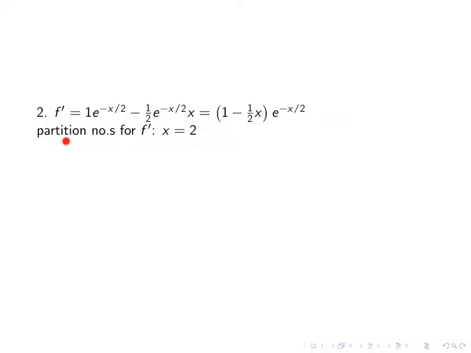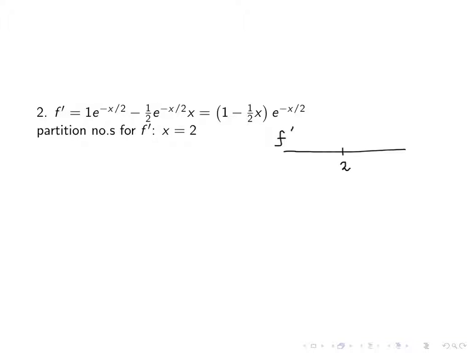Therefore, the partition number for f prime, that is the critical value for f, is x equals 2. There's just that one critical value. Notice that you can ignore the exponential term because it's never equal to 0. This is always strictly positive. So you really only have to deal with the factor 1 minus 0.5x.